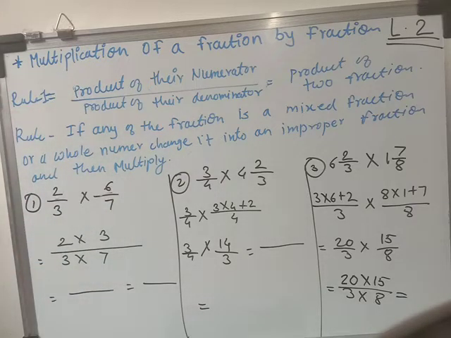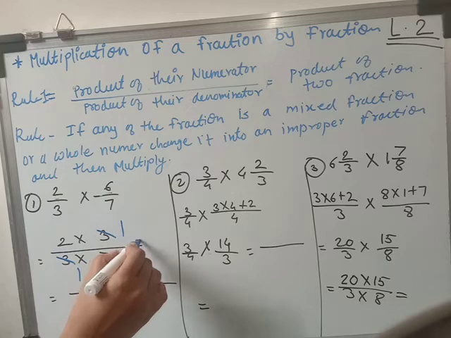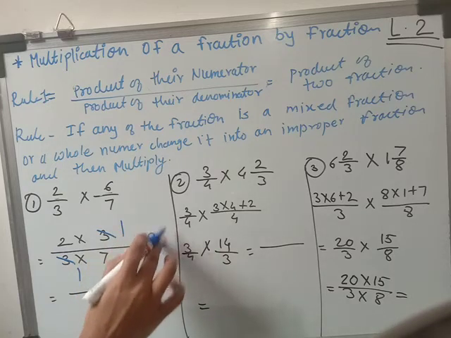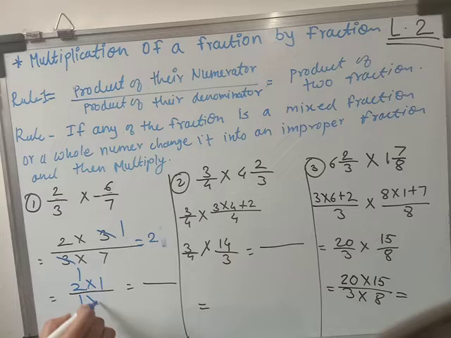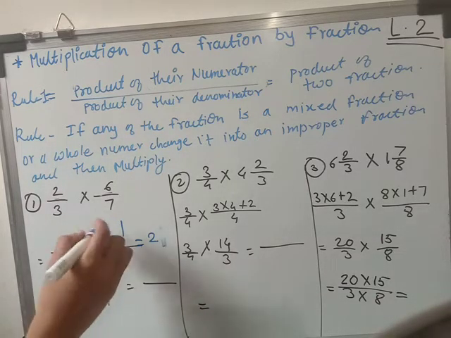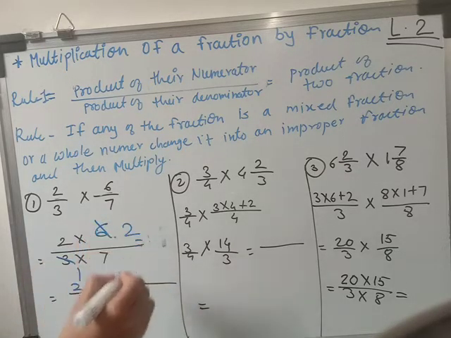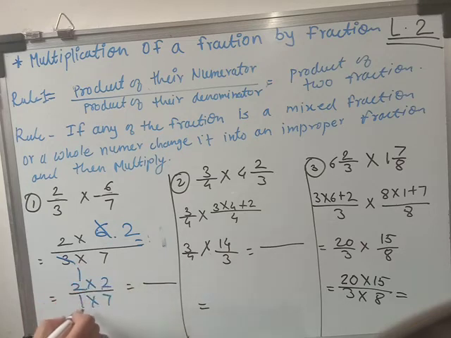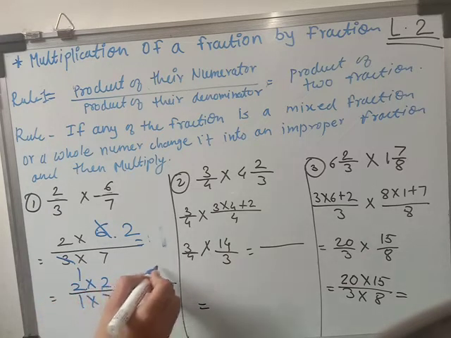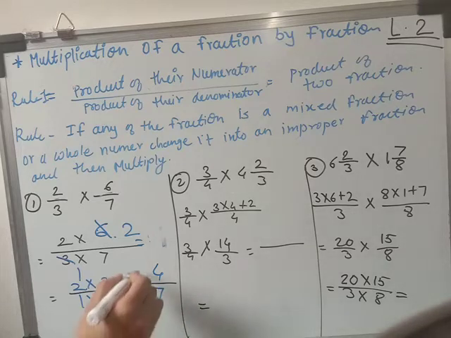Now I have to see which numbers are both divisible by one number. Here 3 is there. So 3 ones are 3, 3 ones are 3. So here we got 2 multiplied by 1, and 1 multiplied by 7. Here 6 is there. So 2 ones, 3 ones are 3, 3 twos are 6. So here we got the answer 2 multiplied by 2 and 1 upon 7. So 2 twos are 4 and 1 sevens are 7. So here we got the answer.